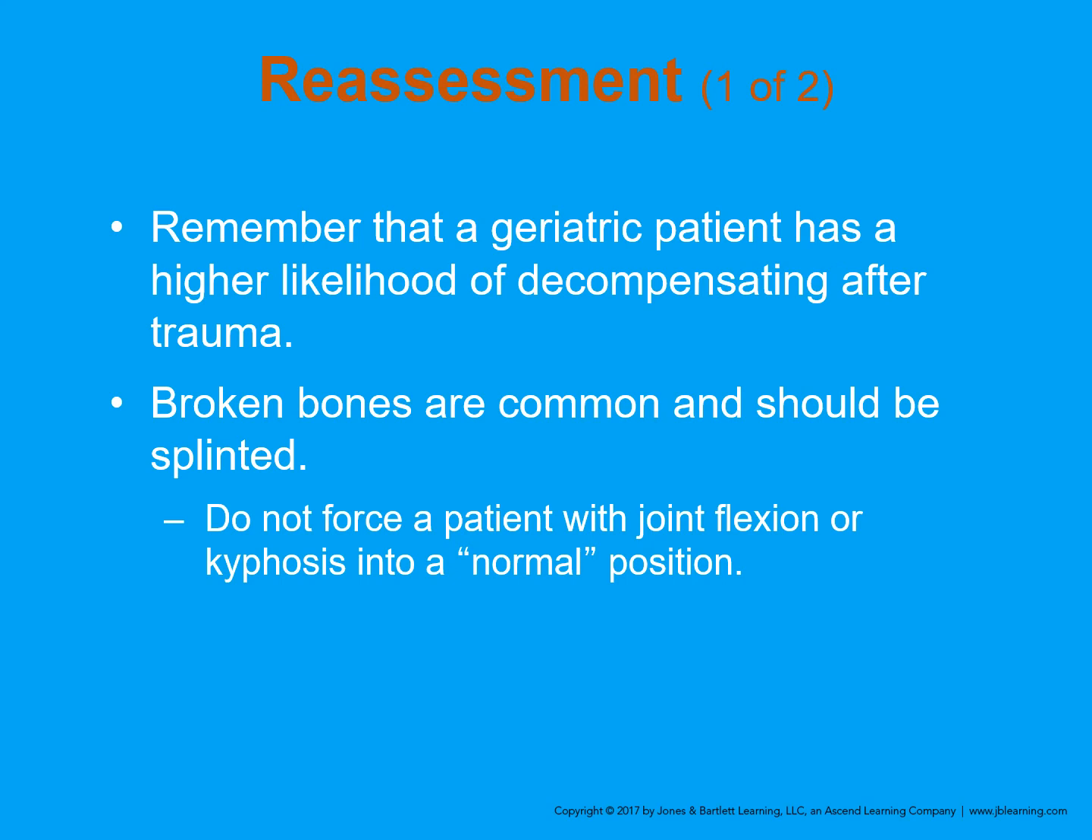Decompensating after trauma quickly. Broken bones, of course they should be splinted just like anybody else. Do not force a patient with joint flexion or kyphosis into normal position. Splint them how you find them. Unless there's peripheral motor sensation loss, numbness, other signs that a blood vessel is occluded, then you might want to try a little bit, but be very gentle. Try once, and if it doesn't work, just splint it the way you found it. In general, the best bet is to splint it as you found it.